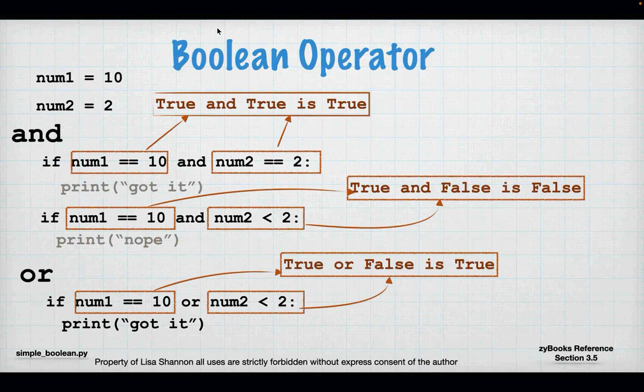So let me say that as a true false question. 2 is the same as 2, true or false. That's true. So because num1 is equivalent to 10 is true, and num2 is equivalent to 2 is true, we have true and true, which is true.